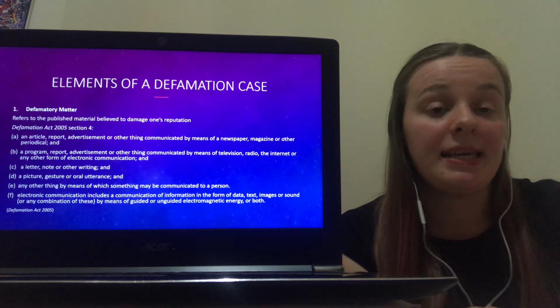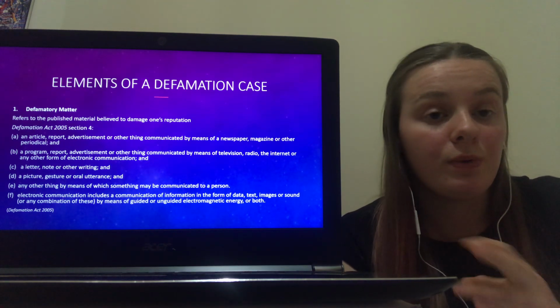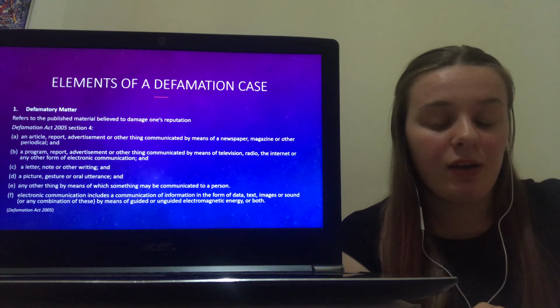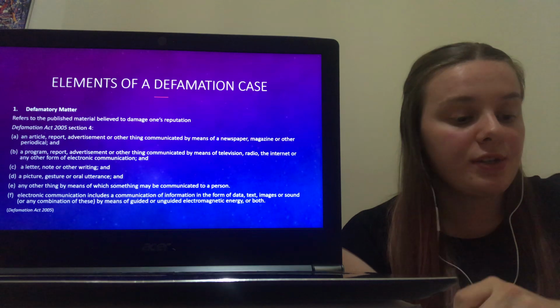But looking at Rush's case in particular, the defamatory matter in question would be the newspaper articles published in the Daily Telegraph, which is outlined in point A of Section 4 there on the screen.